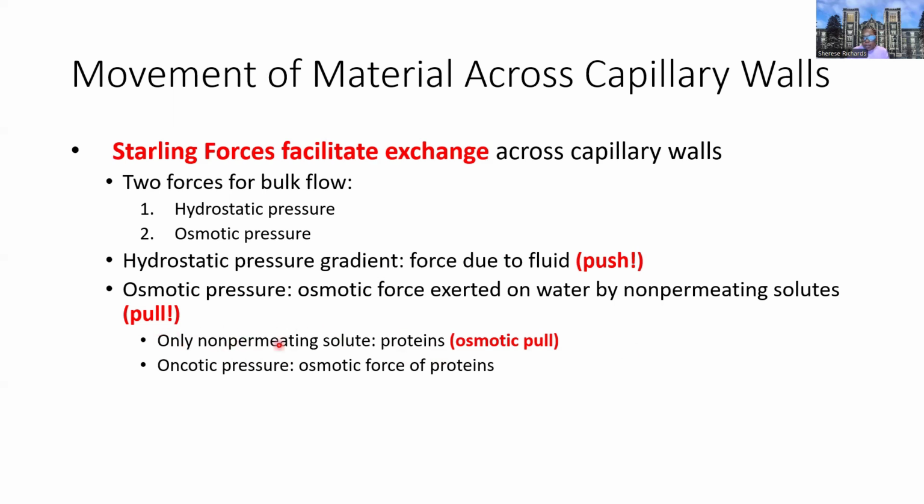So only non-permeating solutes that cannot move across the membrane will exert an osmotic pressure, and this is mainly proteins. Because they're so large, they can't cross the membrane. Instead, they pull water to them, which exerts that pulling force on our capillary wall. And so the oncotic pressure is how we describe this here. Oncotic means protein pressure, because of the osmotic force of the proteins that cannot move across the capillary wall.